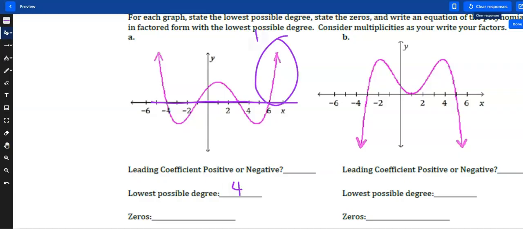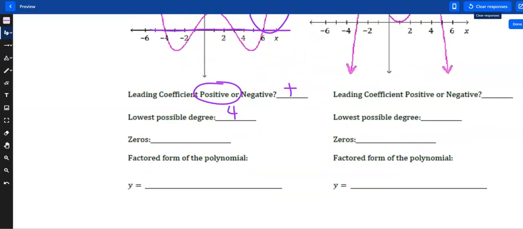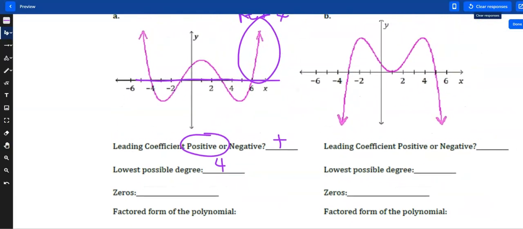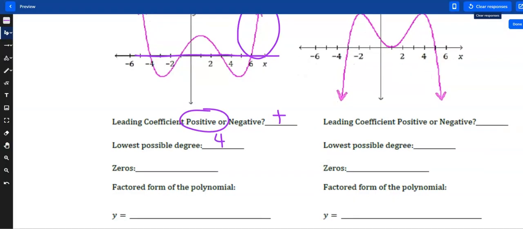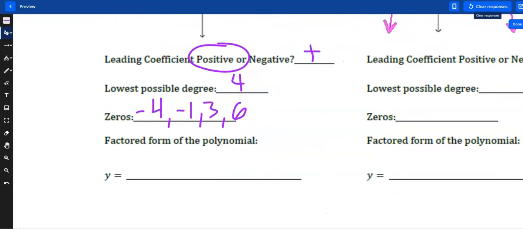Leading coefficient, well, that has everything to do with the right-hand behavior. And since the right-hand behavior is positive, going up, then my answer is positive. Maybe I should put a plus sign instead of POS because you guys think that means something else. Now, zeros, well, looks like it crosses at -4, -1, 3, and 6. All of those cut through the axis, so there are no bounces.